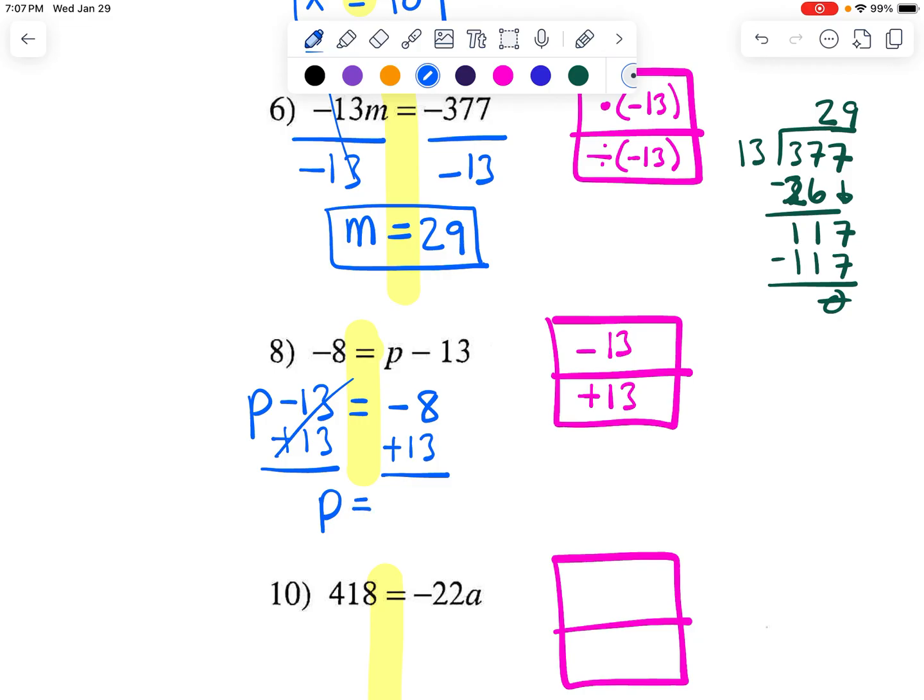So P equals, all right, let's think real hard. You have negative 8 plus 13. That's addition rule number 2. You subtract and you have more positive. So P equals 5.